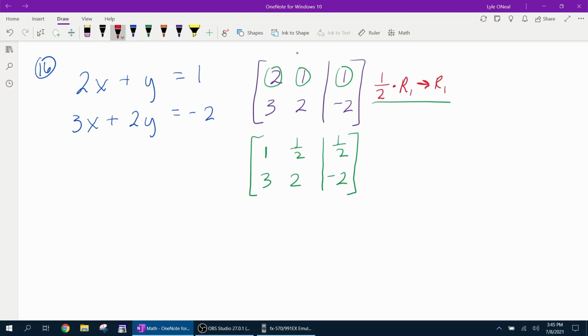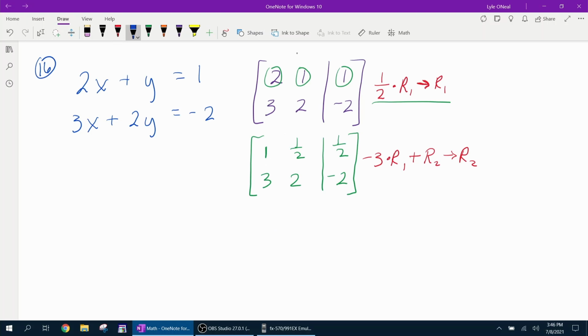Now my next objective is going to be to get this 3 to become a 0. To do that, we're going to use a row multiplication with addition. Okay, so check out how this works. The thought process is, what would cancel out positive 3? Well, negative 3 would. And what could I multiply this number by to get negative 3? Well, the answer is negative 3. So what I'm going to do is I'm going to multiply row 1 by negative 3 and then add to row 2 to get a new row 2.